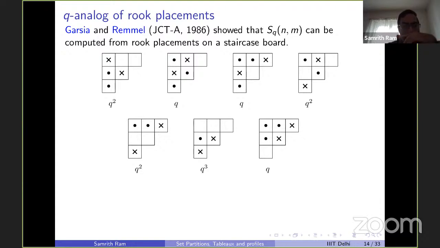In the first diagram, there are 2 blank cells, that is, cells that are not marked with an X or a dot, and those correspond to the powers of q. Summing these powers of q over all the placements of n-m rooks on the staircase board gives us the q-analog of the Stirling number. I should mention that one should suitably normalize it, such that there is no constant power of q. Pull out all possible powers of q, and in the end what you get is the q-Stirling number, S_q(n,m).